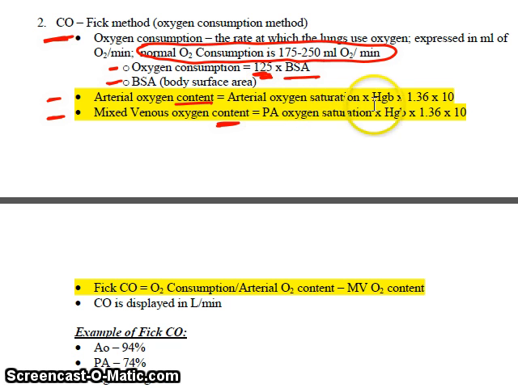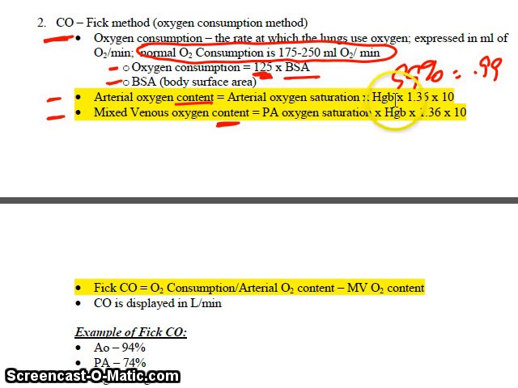And again, they'll be given to you as saturations, which is like a percentage. Your normal arterial oxygen saturation is, I don't know, 95 to 100%, where your normal venous oxygen saturation is about 75%. So you'll take that percentage, so let's just say it's 99%. 99% equals 0.99 in decimal form, so you're going to need to know that.